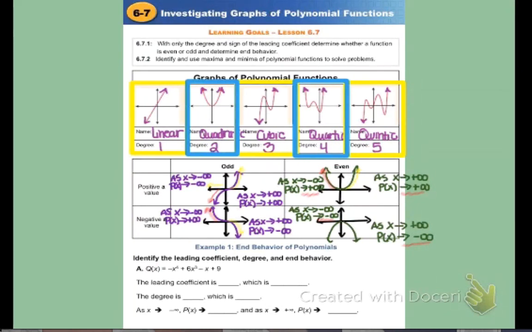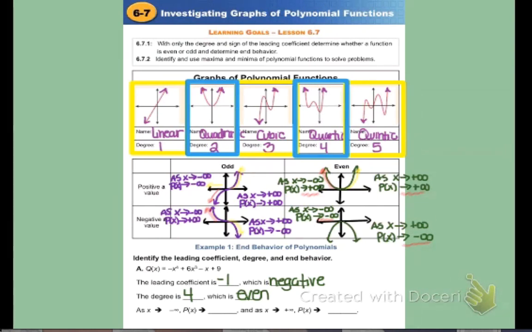So I have this function, and it's negative x to the fourth power plus 6x cubed minus x plus 9. And I know that the leading coefficient is negative. It's actually negative 1, and that means it's a negative number. I know that the degree is 4, which is an even number.